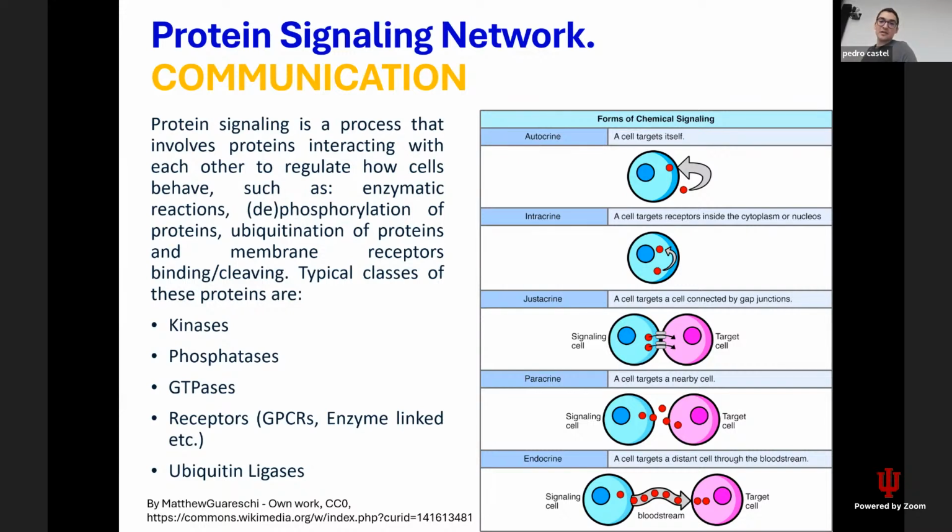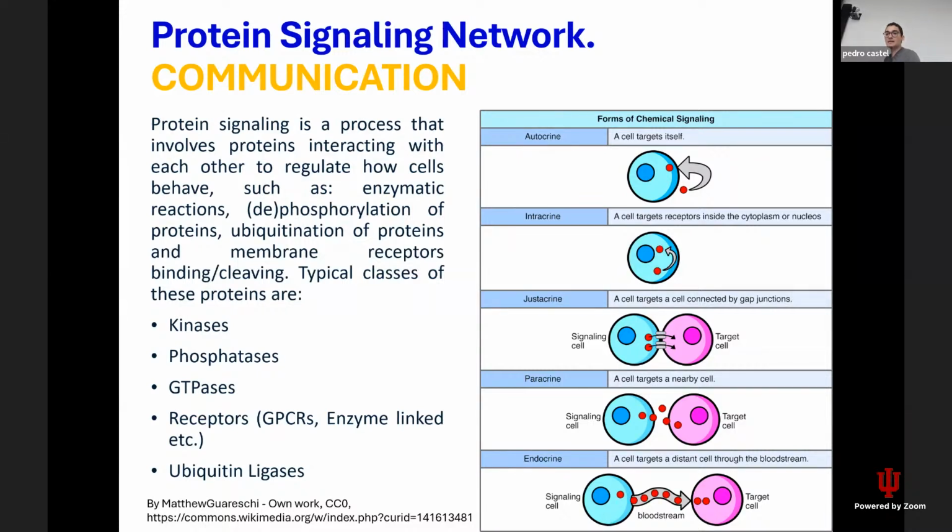Juxtacrine is when two cells in touch with each other transmit signals across their cell membranes. Paracrine is when one cell releases a molecule and another cell in the vicinity senses this molecule. And endocrine is when a cell releases substances into the bloodstream and it can reach very distant cells in other parts of the body.